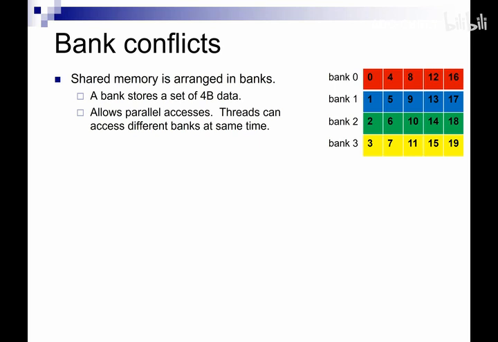A bank stores a set of memory addresses. Different banks can be accessed by threads at the same time. So for example, if you have 4 threads and they want to access these 4 banks, they can do that simultaneously.